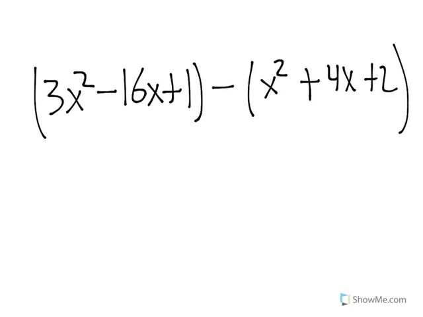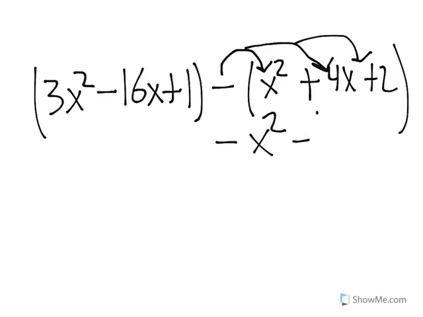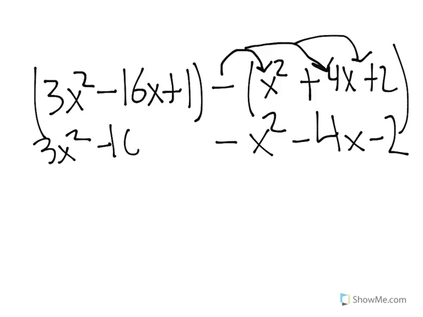Alright, now we have a subtraction of polynomials problem. So with this, where it's subtracting the entire second polynomial, you have to distribute the subtract sign into all of these. So really, it will be a negative x squared, a negative 4x, and a negative 2. Then you have your 3x squared minus 16x plus 1 on this side. And then you just do the same thing as you did with adding, where you combine your like terms.